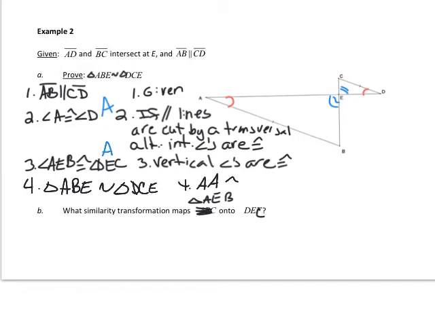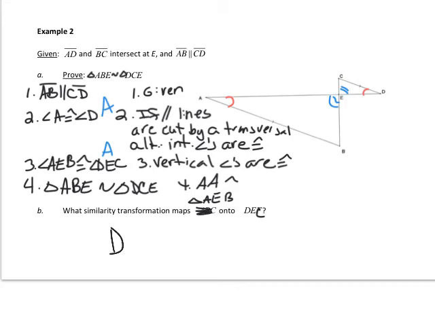Okay, and then finally, what similarity transformation maps one triangle to the other, the big one to the little one? Well, if you look, I'm going to shrink it down. And I think if you measure it, I forget what the exact ratio is. It looks like maybe a third. It could be that CE is a third the length of BE. So it's going to be a dilation. And the center of dilation, we can dilate it around E.